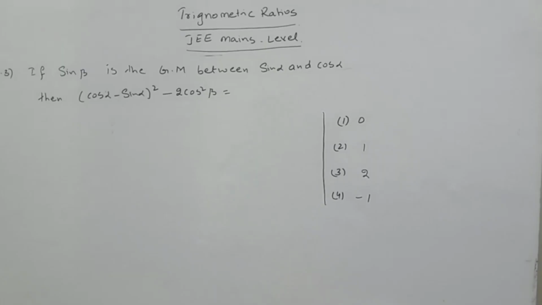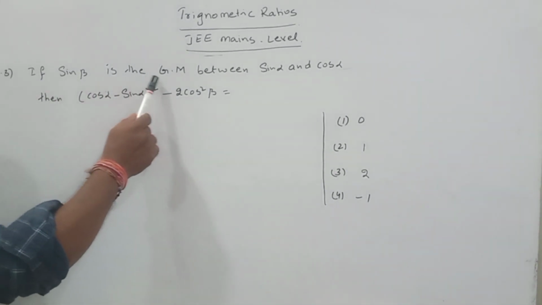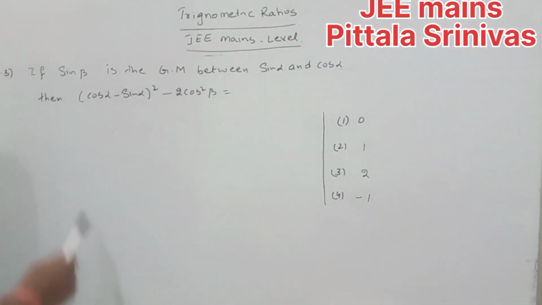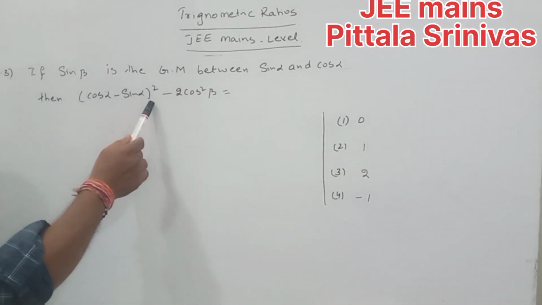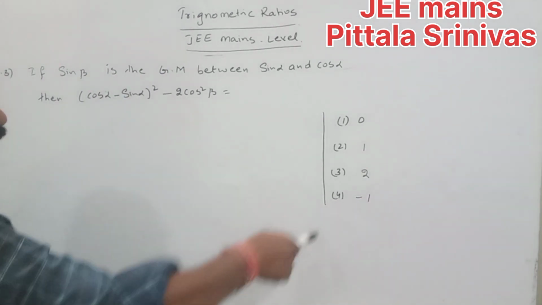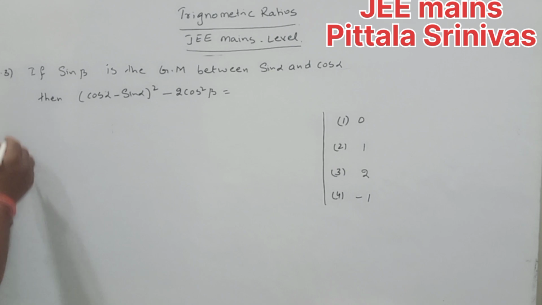We have the given problem. If sin beta is the geometric mean between sin alpha and cos alpha, then cos alpha minus sin alpha whole square minus 2 cos square beta is equal to. These are the options given.